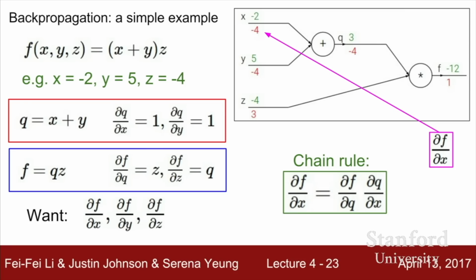So we said the value of q is going to be x plus y. It's going to be -2 plus 5, which is 3. And we have z equal to -4. So we fill that in here, and then we multiplied q and z together, -4 times 3, in order to get the final value of f. And then the red values underneath were as we were filling in the gradients as we were working backwards.